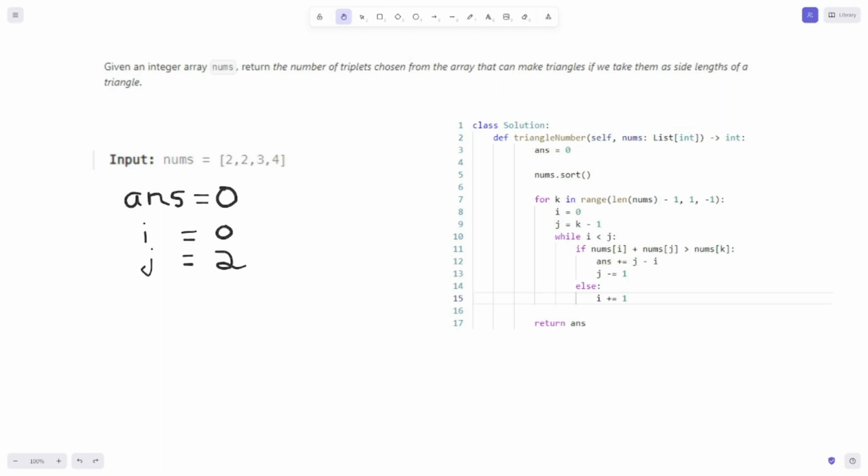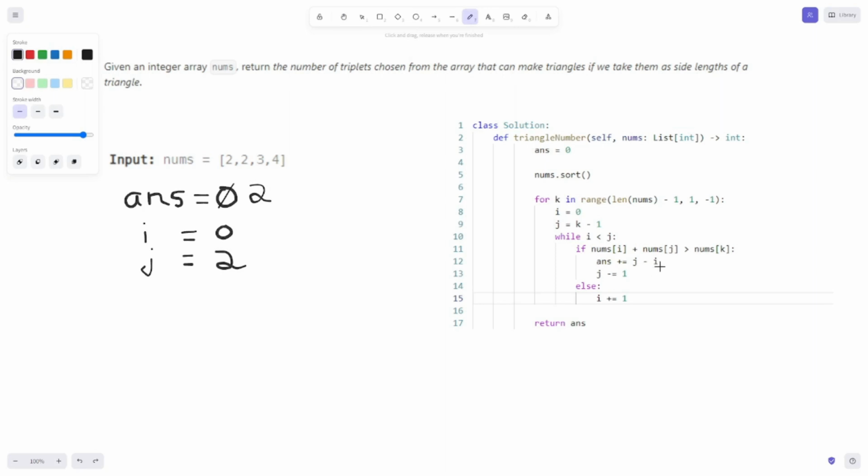i is less than j, yeah, 0 is less than 2. Now we check, is nums[0] plus nums[2] greater than nums[3]? 2 plus 3 is 5, and that is greater than 4. So we say, okay, answer plus equals j minus i, 2 minus 0, and that's 2. So answer becomes 2. And you may ask, why are we doing j minus i?